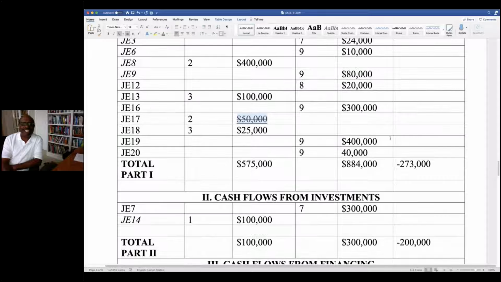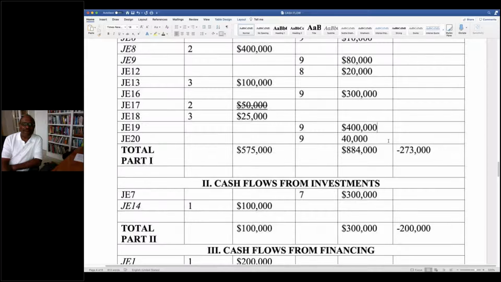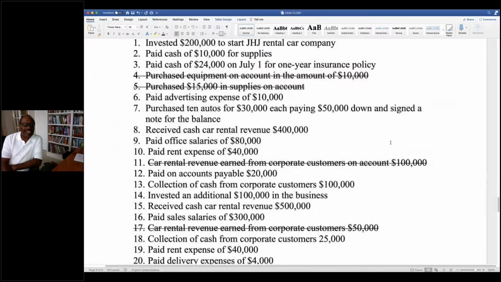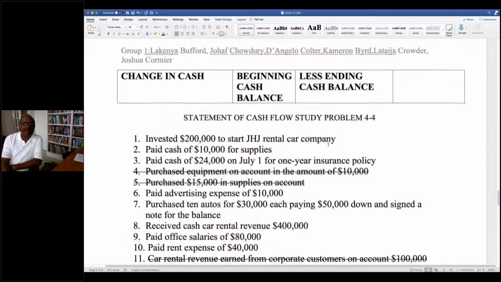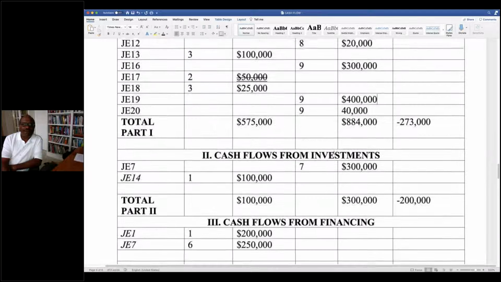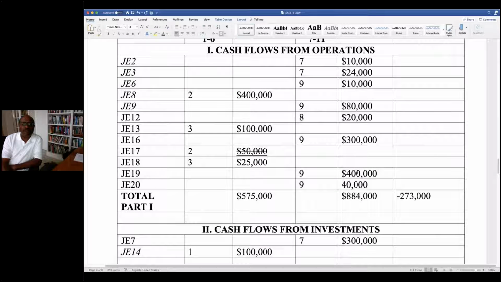Wait, where? Where did I get that? I gotta look at what's on my paper. 19. So you paid for 40,000, but you have... Oh, I put too many zeros. 400,000 listed.